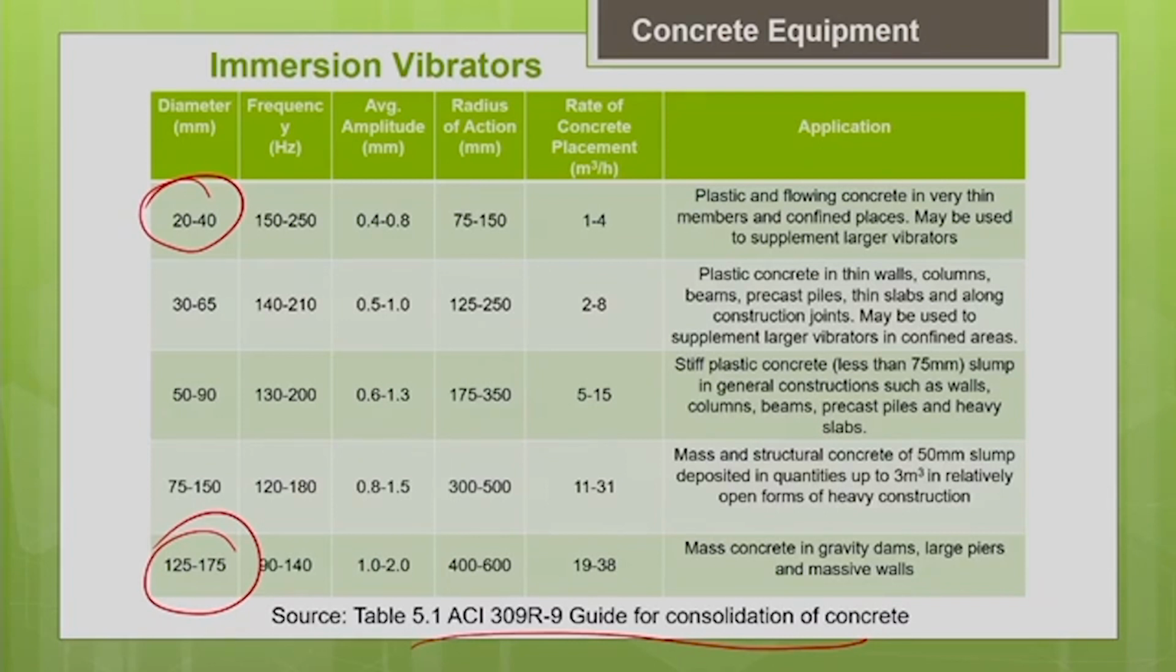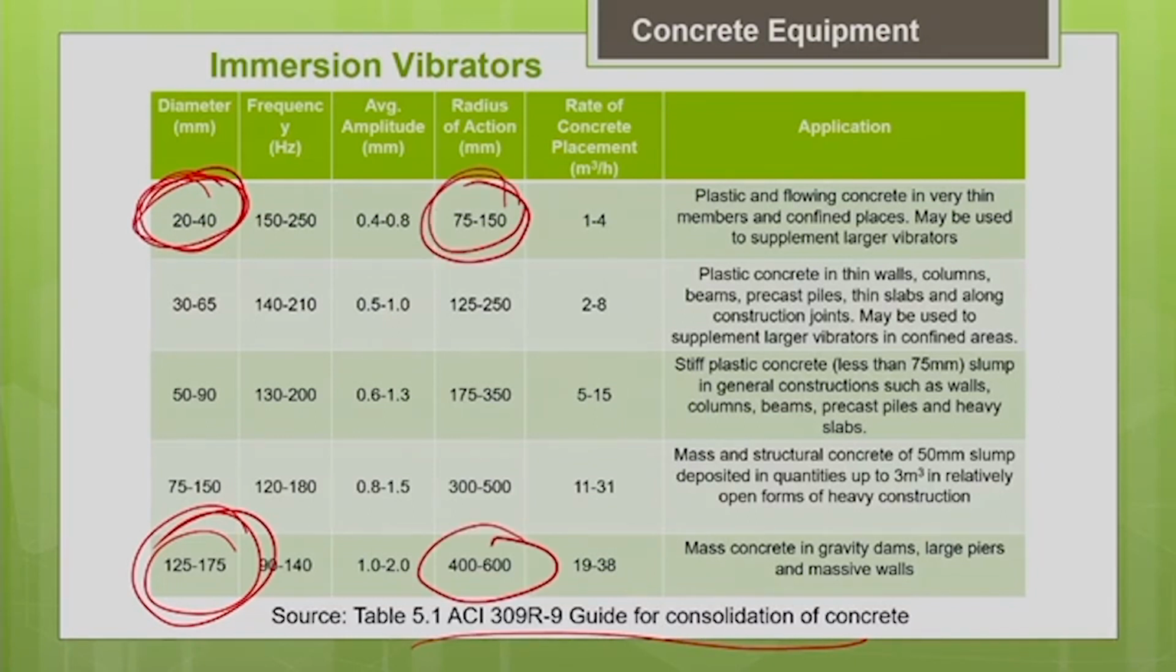For very thin sections where the reinforcement is very congested, in a densely reinforced section, you have to go for a very thin or small diameter. But for a thick section, for example massive construction like dams, I can go for a bigger diameter. According to the diameter, the radius of action will also vary. As the diameter increases, your radius of action also increases.